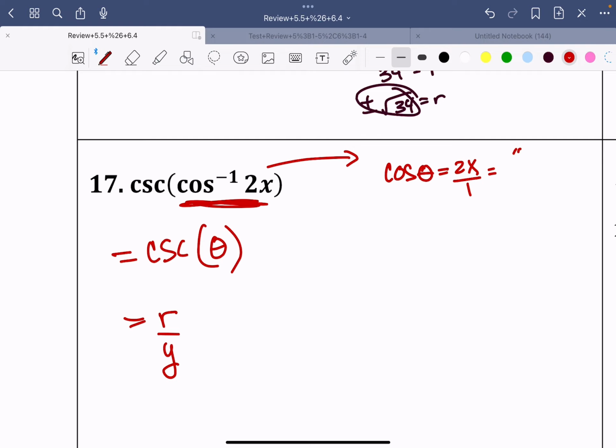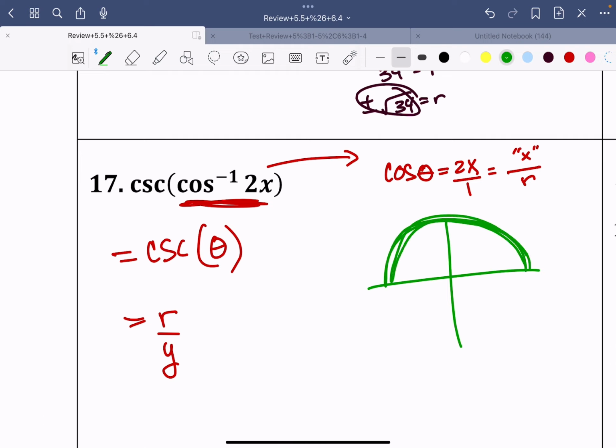So I could think about this as being my x value, right? And this being my, what? R. So if I'm doing cosine inverse, I must restrict myself to the top. So I'm looking here, I'll assume x is positive to make my life easier. I would let you know that on the test, or just assume it. So here, if x is a positive 2x, then here's my theta, correct?